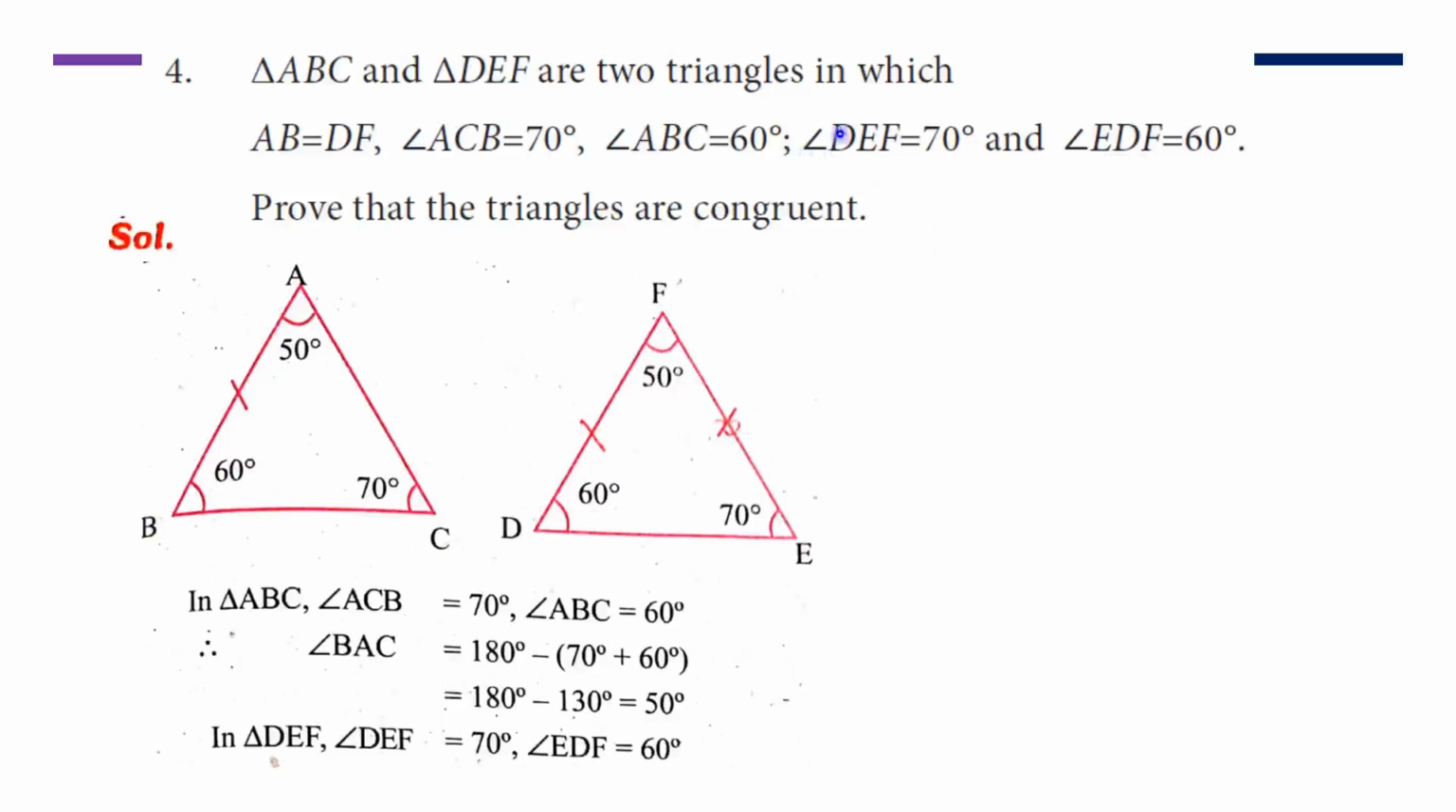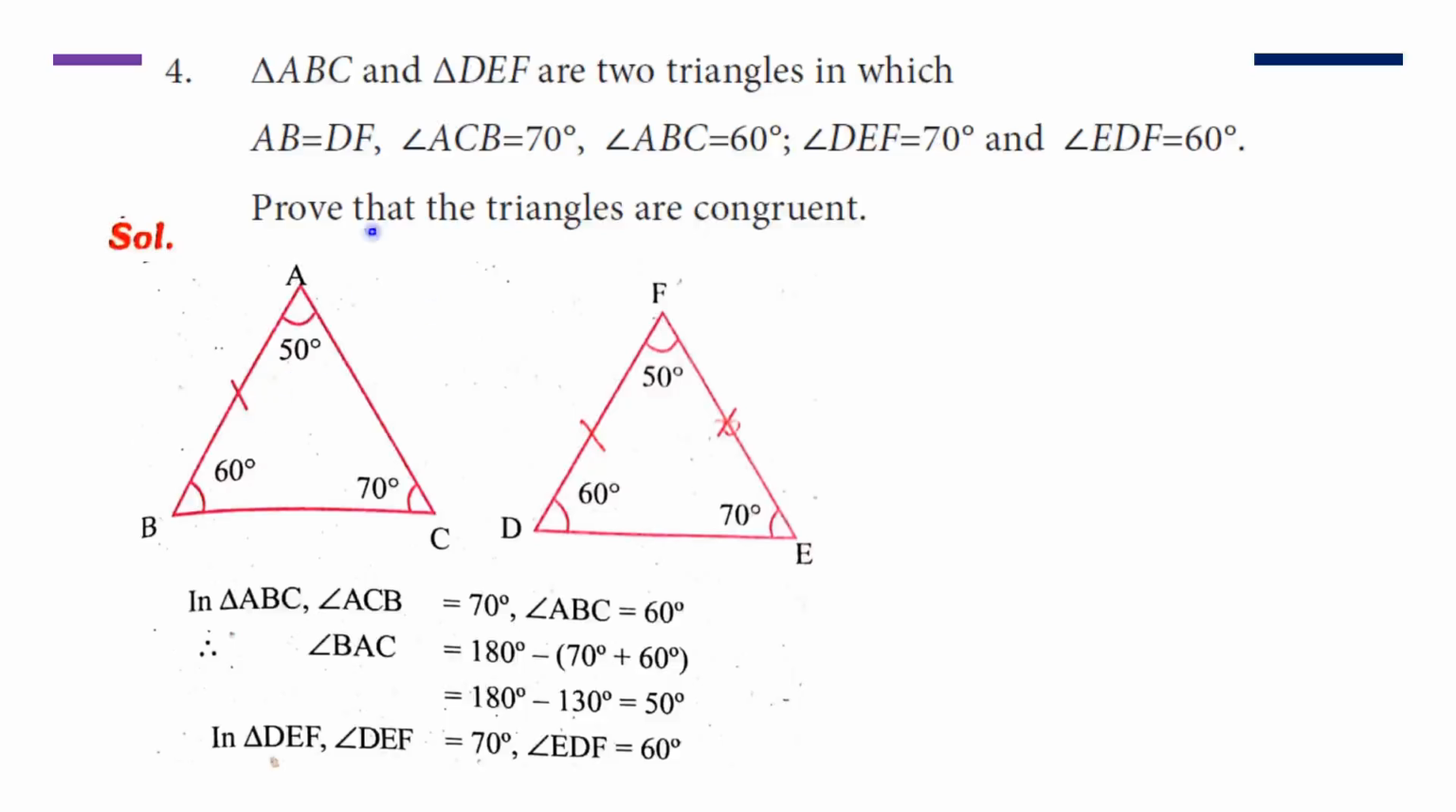Similarly for this angle DEF, angle DEF is equal to 70 degree, and angle EDF, that is 60 degree. These are all the given data. Prove that the triangles are congruent. Okay, let us see the solution.